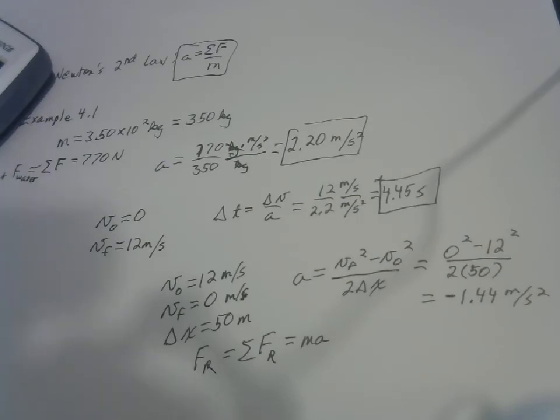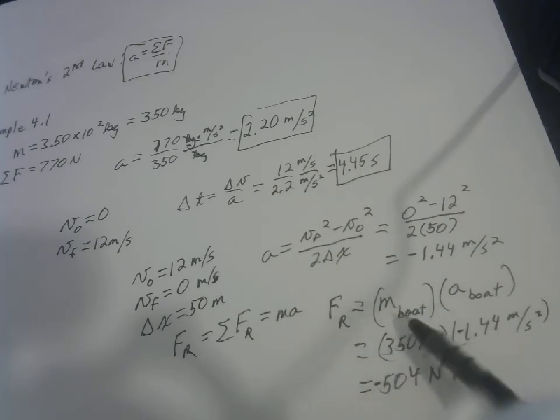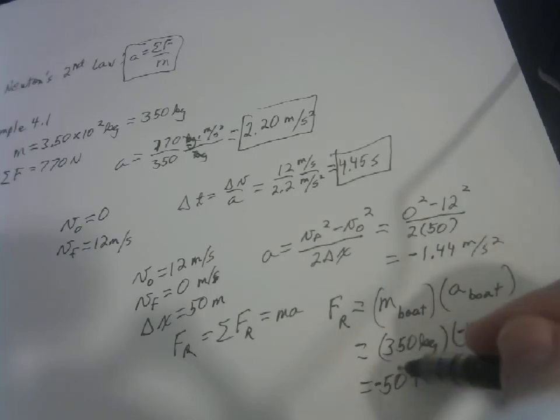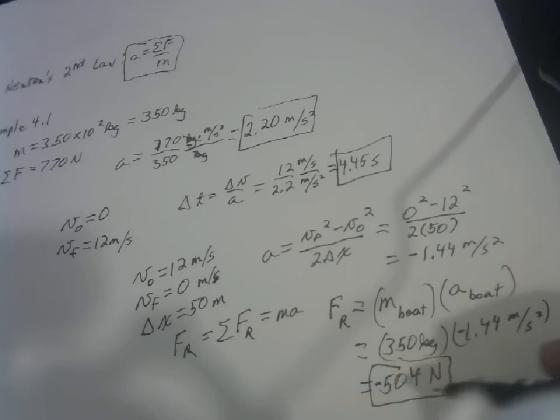So that means that where we had the velocity in the forward direction, this is slowing it down. So we take the resisting force is equal to the mass of the boat times the acceleration of the boat, which is 350 kilograms, times the negative 1.44 meters per second squared we just calculated, and we get negative 504 kilogram meters per second squared, or 504 newtons, in the slowing direction, or in the backward direction of the boat.